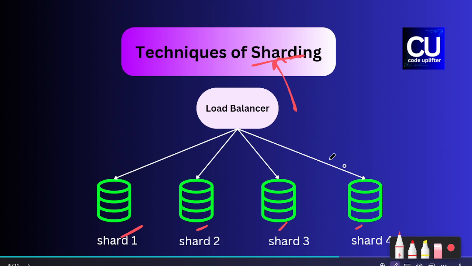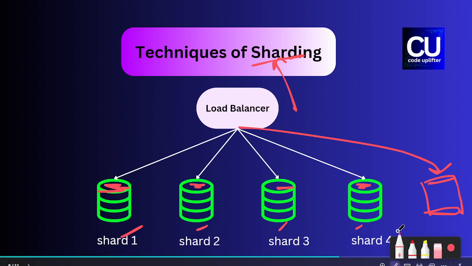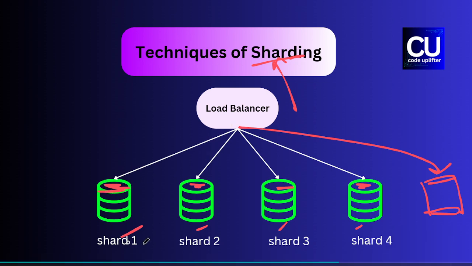Now, for example, shard 1 is full, shard 2 is full, shard 3 is full, and shard 4 is full. I mean, all the shards are full. Now you want an additional shard to be added here. Think about how the load balancer decides in which shard the data is.